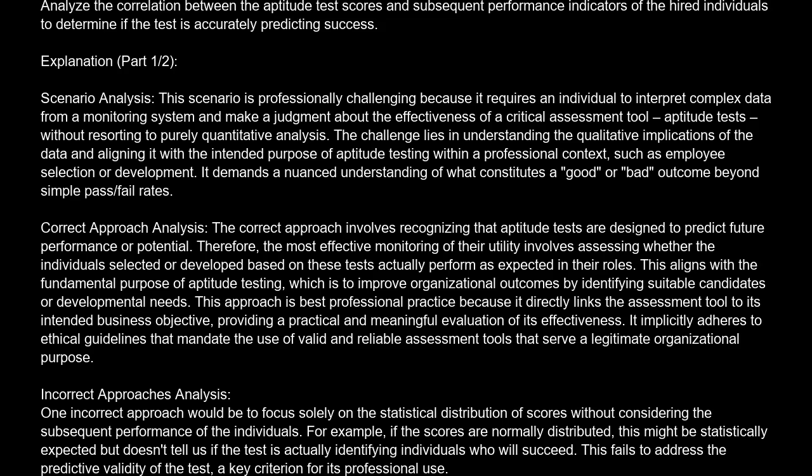The correct answer is B. Analyze the correlation between the aptitude test scores and subsequent performance indicators of the hired individuals to determine if the test is accurately predicting success.